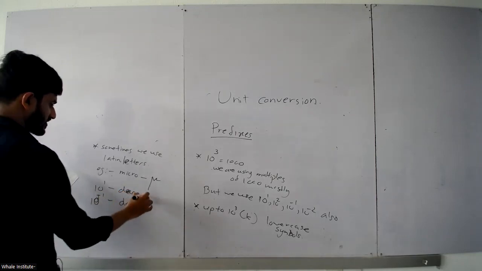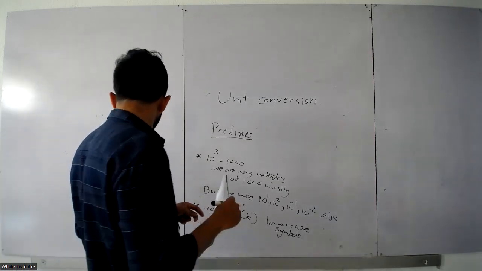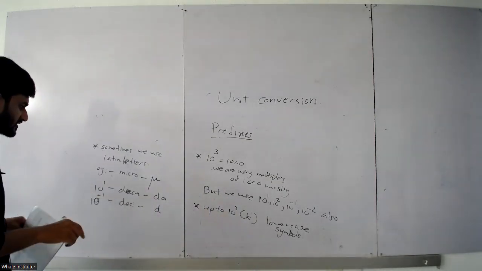Deca and deci. For deca we are using the symbol da, and for deci we are using simply d only. Don't confuse these two terms, right? Here 10 to the power minus 1 and 10 to the power plus 1.